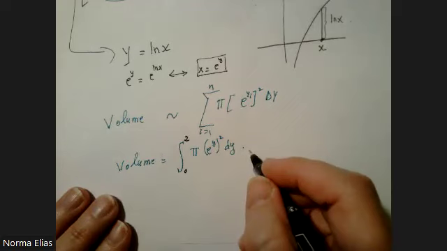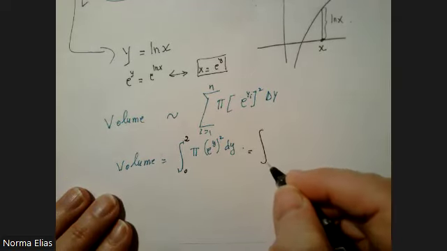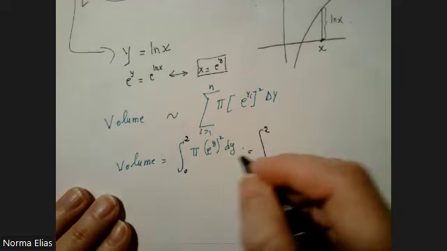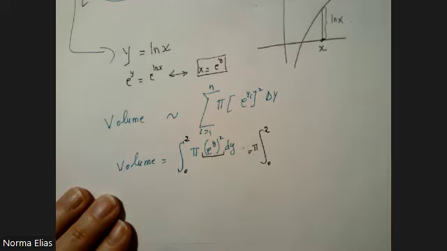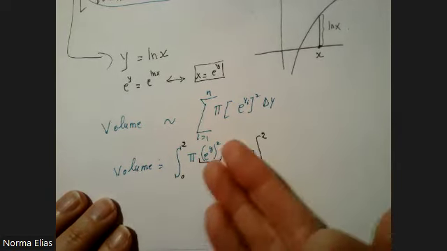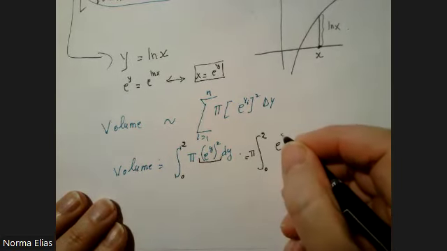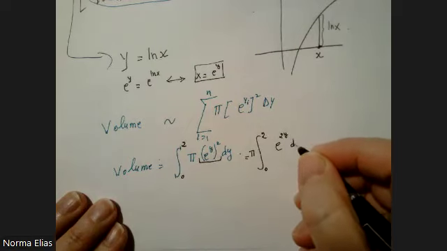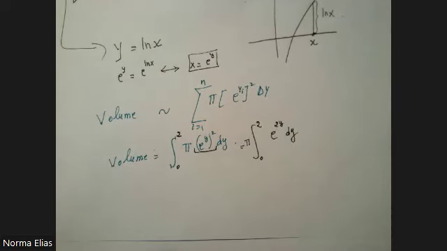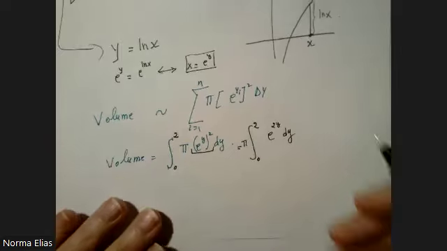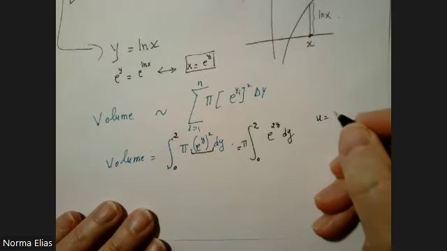Now let us evaluate. So that's the integral from 0 to 2. Pi is a constant, I take it out. e to the y squared means you multiply the power, so e to the 2y dy. Okay, and now I need to evaluate this integral. How do I evaluate this integral quickly? U substitution. We have u equals 2y. Absolutely.